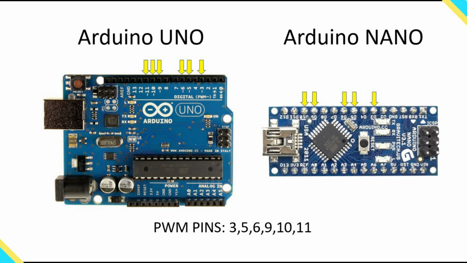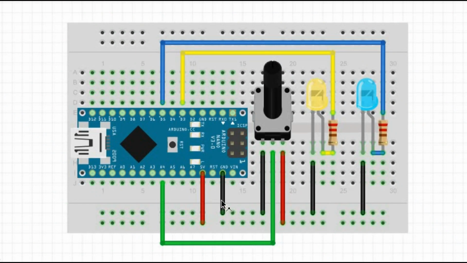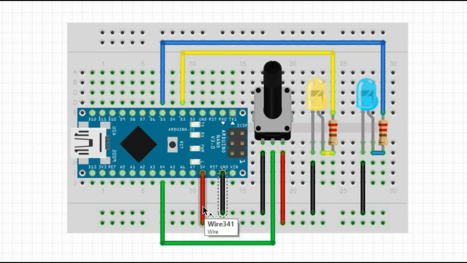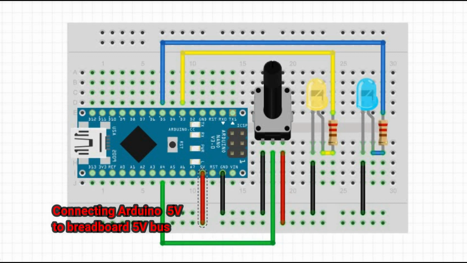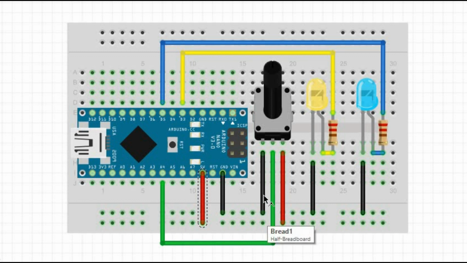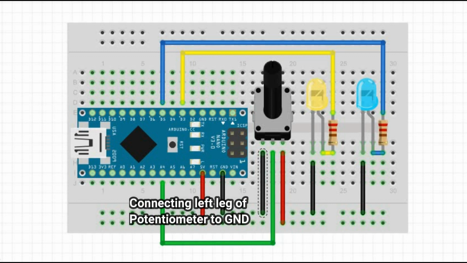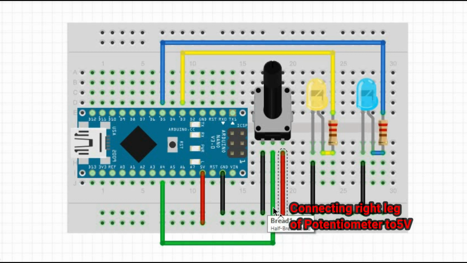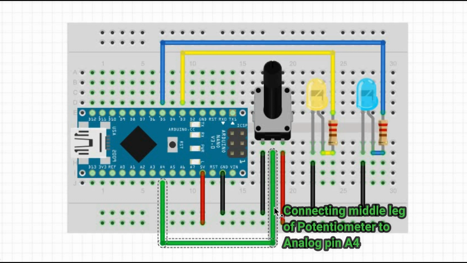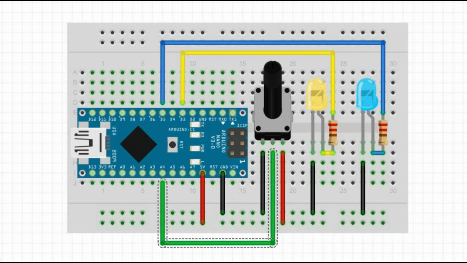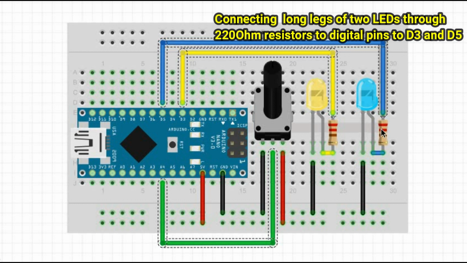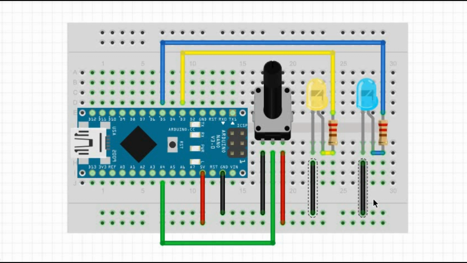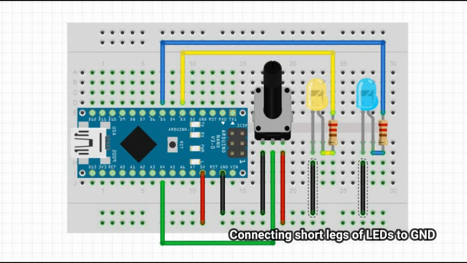Let's build the prototype. As usual, connect the 5 volt and ground of Arduino to the breadboard. Connect left leg of the potentiometer to ground and the right one to 5 volts. Connect the middle leg of potentiometer to analog pin A4. Connect anodes of two LEDs via resistors to Arduino digital pins 3 and 6, and short legs of those LEDs to ground.